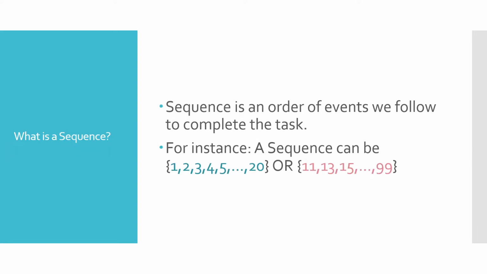A sequence is an order of events we follow to complete the task. It is simply a series of steps we follow to complete the task. We use it to complete the task in a correct way. For example, a sequence can be 1, 2, 3, 4, 5 which can be continued to 20, or 11, 13, 15 which can be continued to 99. So this is the sequence.